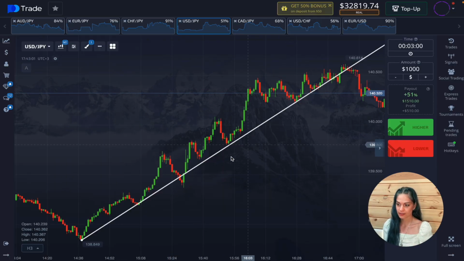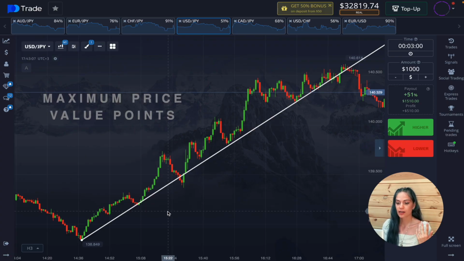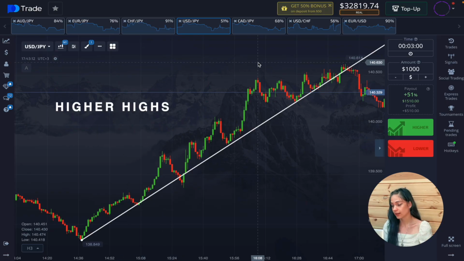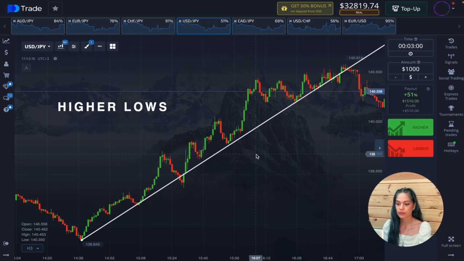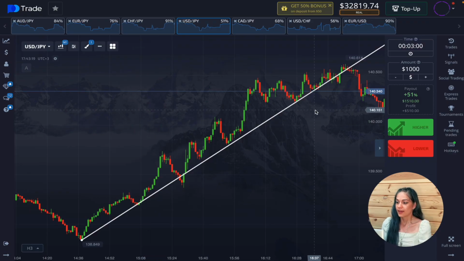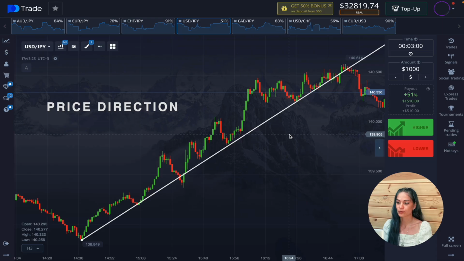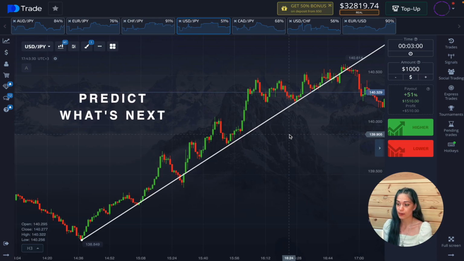First, let's look at the trend itself, and here you can clearly see an upward trend. You can understand that by looking at maximum price value points. They are constantly updated. So here you can see higher high, another one, and so on. The same goes for the lowest points: higher low, another one, and another one. That means the trend line is actually the level that is formed on the chart, and it shows the price direction. We use it to predict the further movement of our chart.